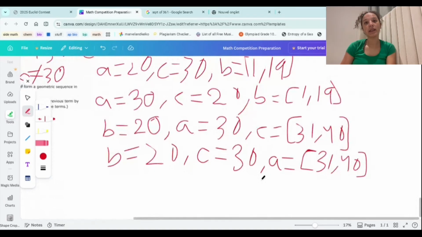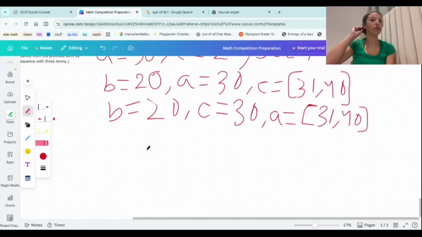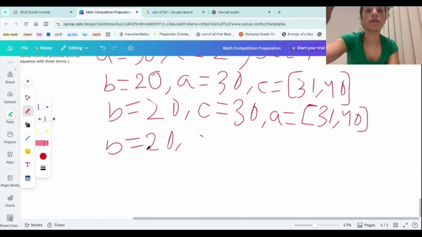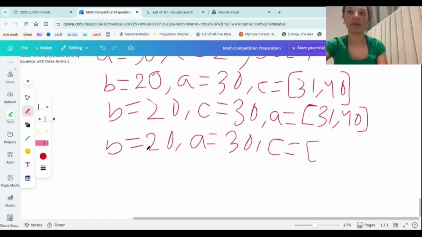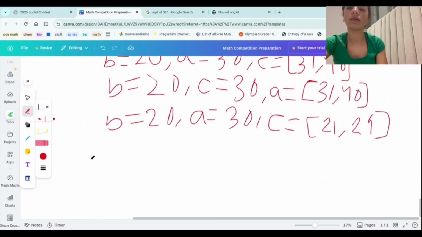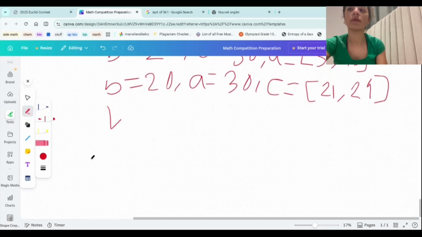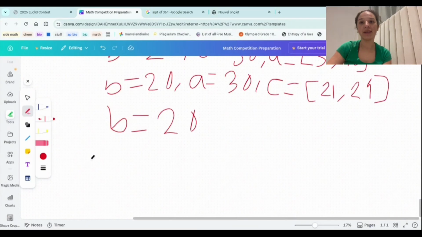But what if 30 is the maximum and b is still equal to 20? Then you could have any number between the two. So b is equal to 20, a is equal to 30, maximum, and c could be anywhere from 21 to 29. I wonder if there's like a faster way of doing this.